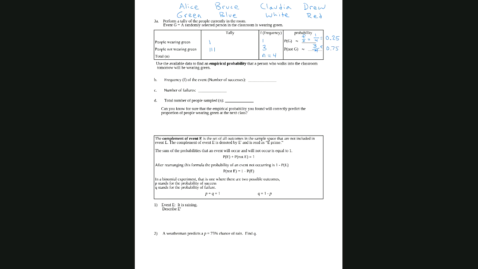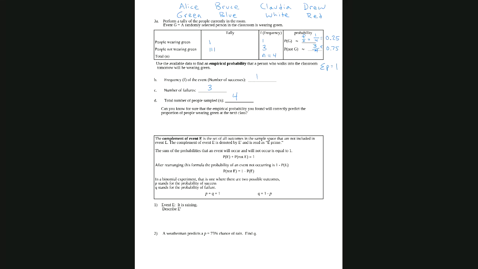Now, if we add the probabilities, sum of p here, we get a special number, 1. That means that everybody was taken into account in our table. Okay, so the frequency of the event was 1. That's the number of successes. The number of failures was 3, and the total number of people is 4.